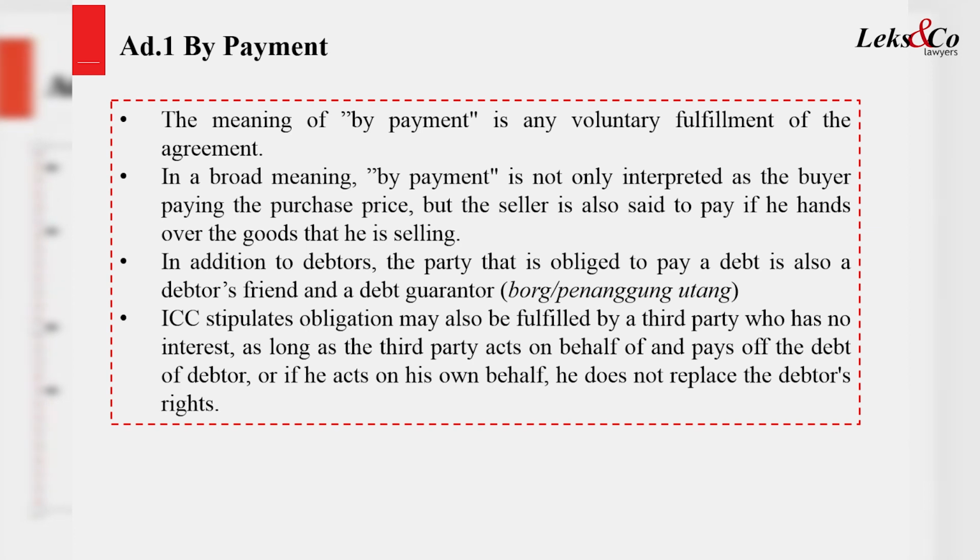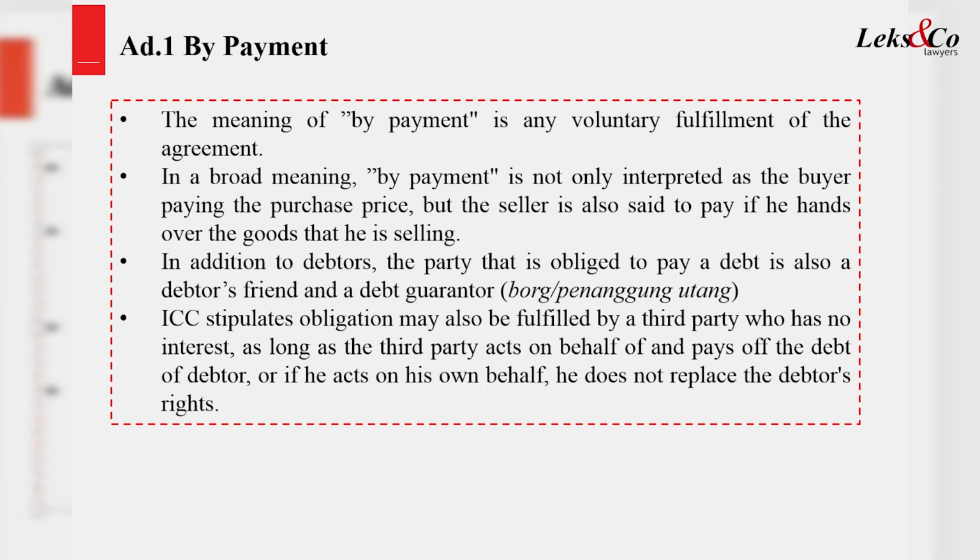It is also related to the delivery of goods, and also any performance that is fulfilled under the agreement. That also falls under the category of payment. So that's the second point. In a broad meaning, by payment is not only interpreted as the buyer paying the purchase price, but the seller is also said to pay if the seller hands over the goods that he is selling. So it's like performance, actually, payment.